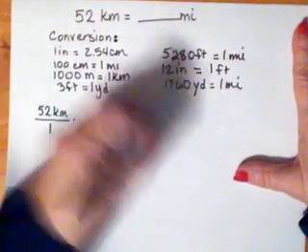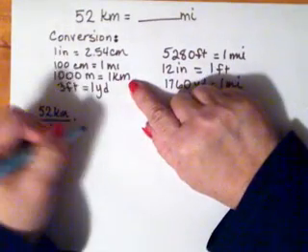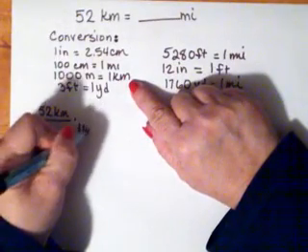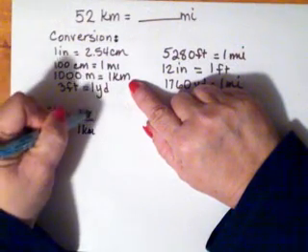Now, I need some kind of conversion that goes to kilometers. Alright, so right here's one. I've got 1 kilometer equals 1,000 meters.